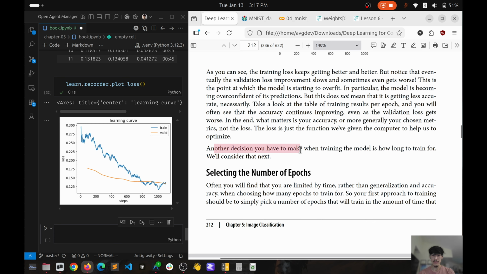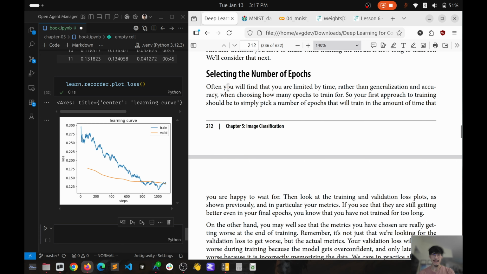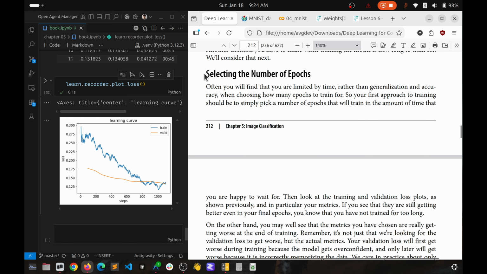Another decision you have to make when training the model is how long to train for, and we'll consider that next. Alright, let's do that next time. Selecting the number of epochs. Often, you will find that you are limited by time rather than generalization and accuracy when choosing how many epochs to train for. So, your first approach to training should be simply pick a number of epochs that will train in the amount of time that you are happy to wait for.